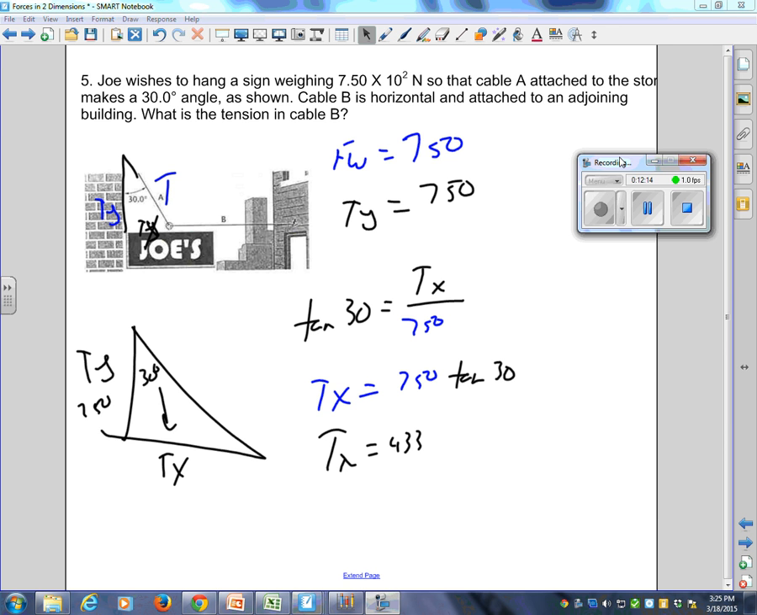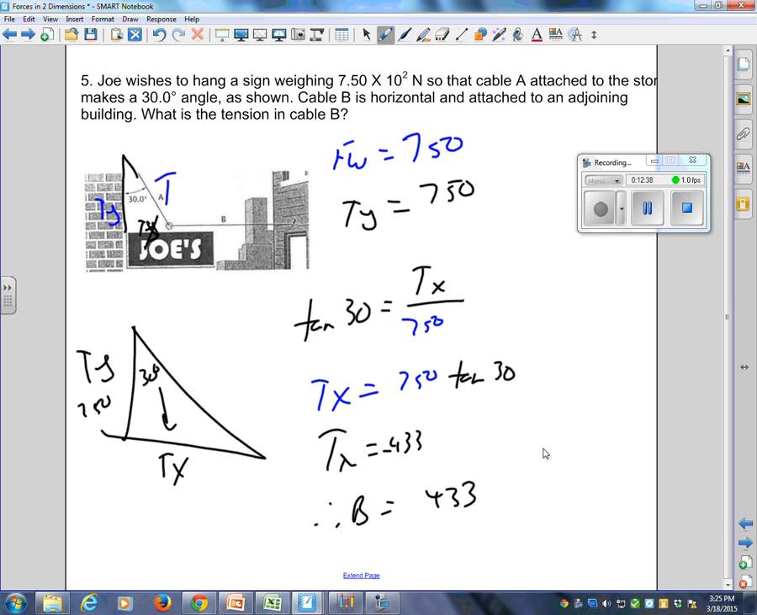What's the tension in cable B? 433. How come? Therefore, B is 433. Technically, this 433 is to the left, and it would be negative, right? B has to balance it. 433. The net force, both vertically and horizontally, Zach, is 0.